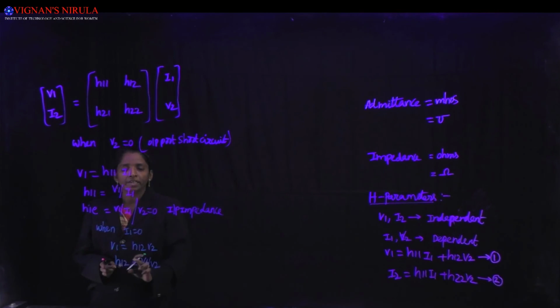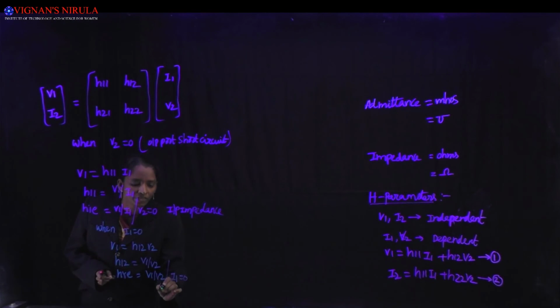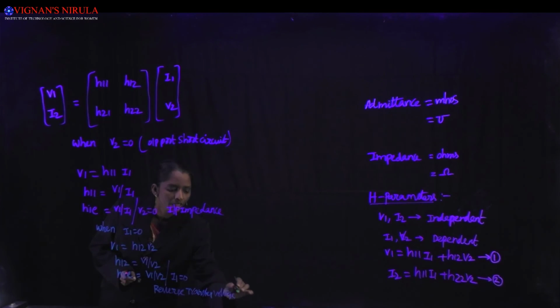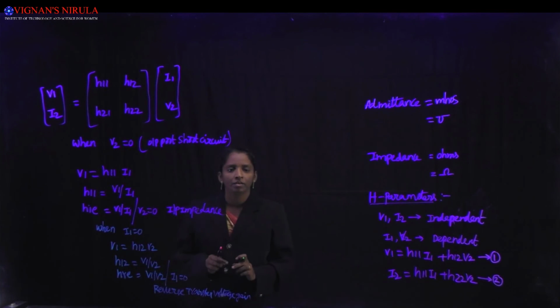So to represent reverse, we are writing R. In common emitter configuration, HRE equal to V1 by V2 at I1 equal to 0. This is called reverse transfer voltage gain. Do you have any doubt? I think you understand. Okay?